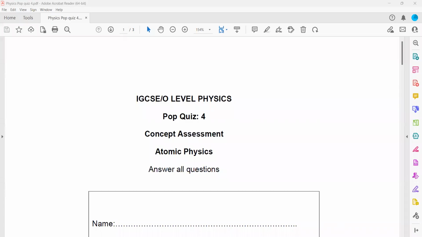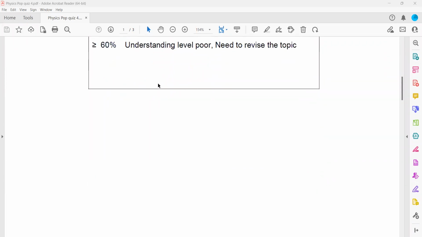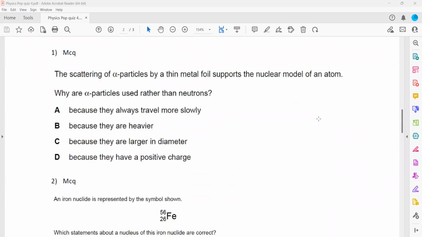So this one was a concept assessment pop quiz related to the topic atomic physics. In the first question, the scattering of alpha particles by a thin metal foil supports a nuclear model of an atom. When the alpha particles scatter through this metal, it shows that there's a nuclear atom, meaning there's a nucleus present in the center.